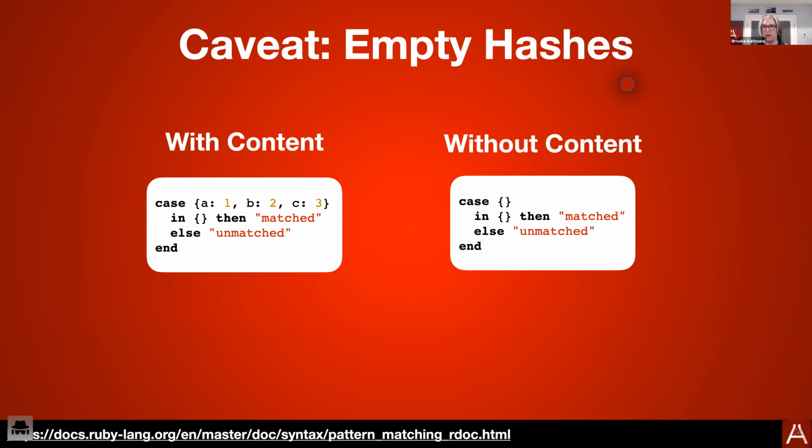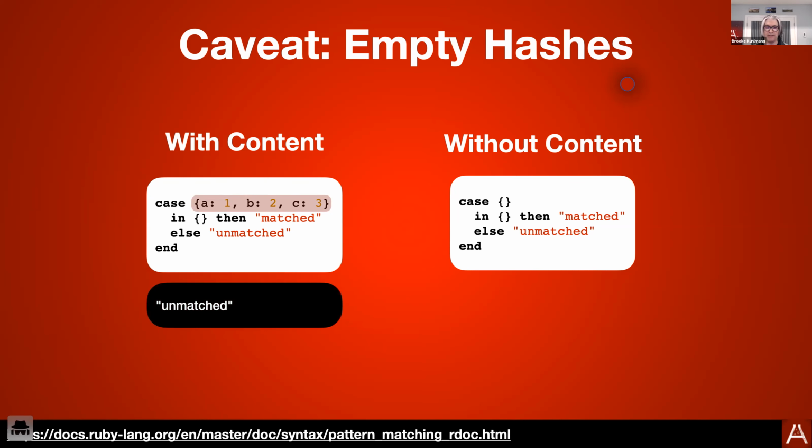There's an exception with hashes that I want to point out. If you look at these 2 pieces of code side by side, we're matching against a hash that's filled on this side, and it's actually going to come back unmatched because we're matching against a pattern that is an empty hash, and that's really critical. That's the caveat here. In the situation where we have a hash that doesn't have any content in it, that's going to come back matched, because the pattern and the empty hash that we're looking at match in that case.